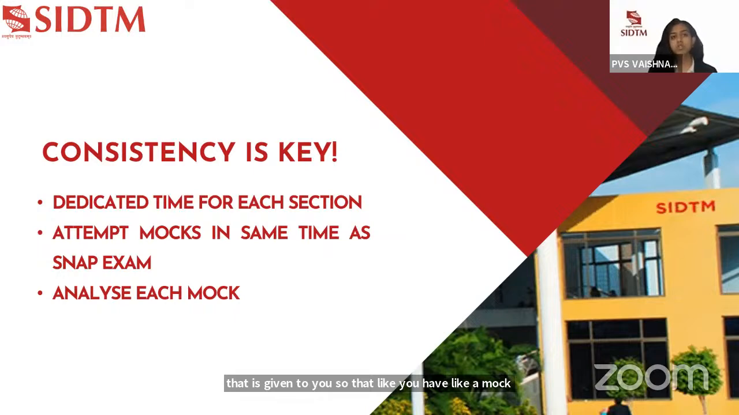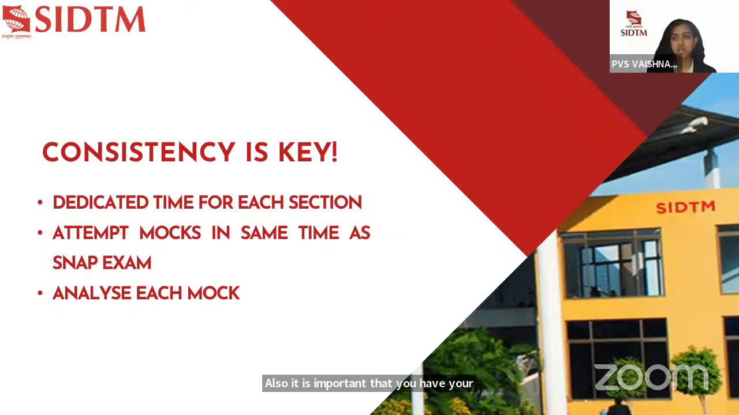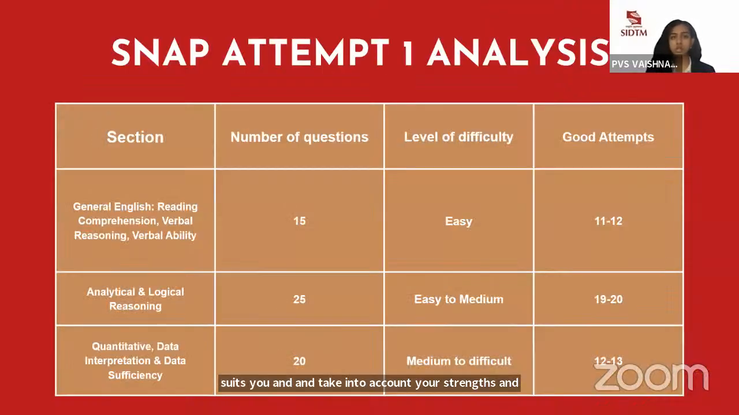Also, it is important that you have your strategy in terms of time management set up by now. For example, what I did was I allocated about 10 minutes to the general English section, about 30 minutes to the LR section, and 20 minutes to the quant section. So make sure you set up a time allocation pattern that suits you, and take into account your strengths and weaknesses during that time.